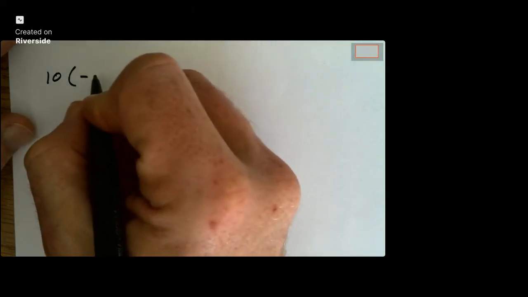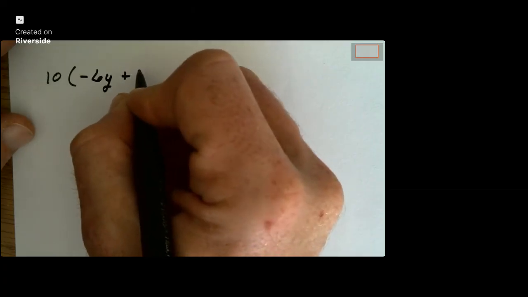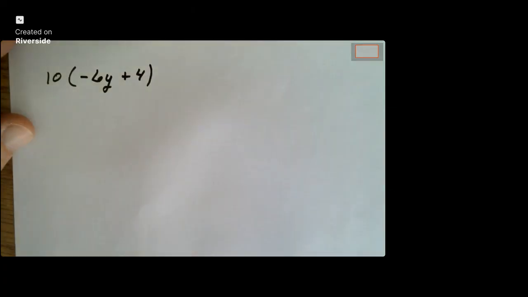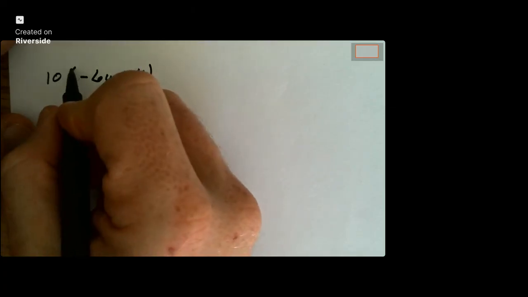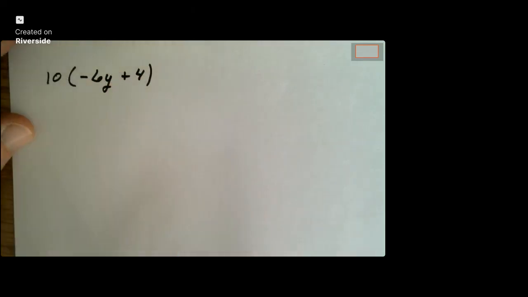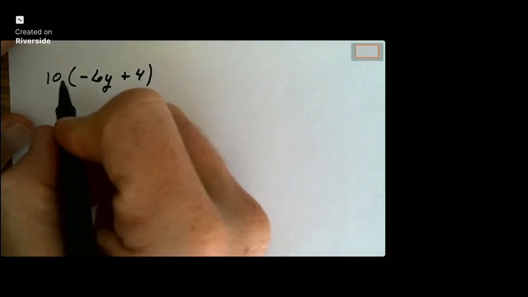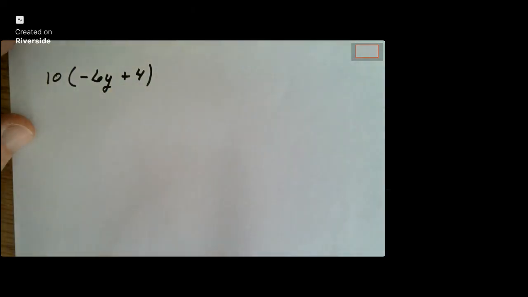Let's look at something a little bit different. Let's say we got maybe 10 times the quantity negative 6y plus 4. Something else to make sure you understand is anytime you have a number or a letter sitting right next to a parenthesis, and there's no sign between those, it's automatically assumed that it's a times sign. There's an automatic times sign there, even though you're not seeing it. We have to understand that it's an assumed multiplication there.